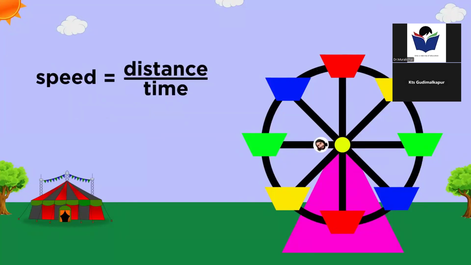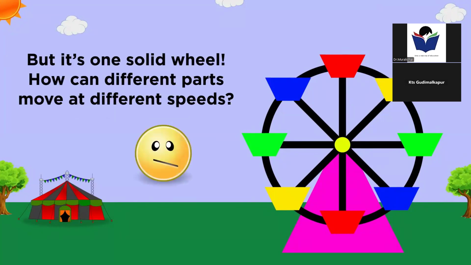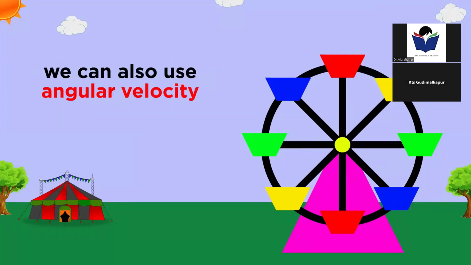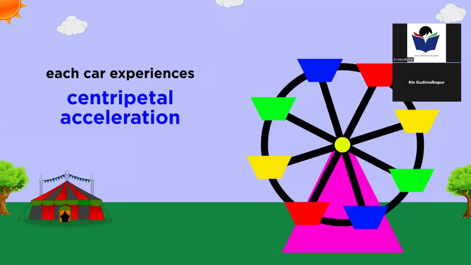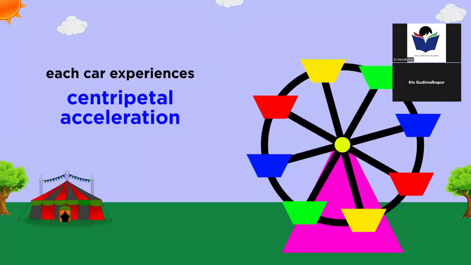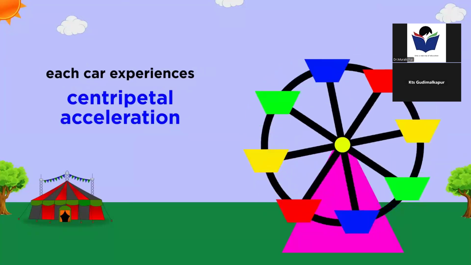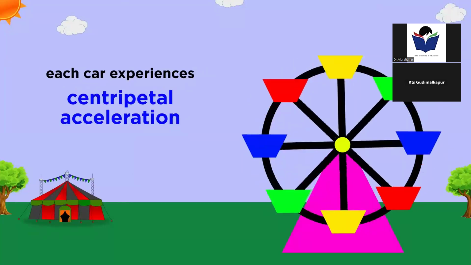Since speed is distance over time, a shorter distance covered in the same amount of time must mean a slower tangential speed. This seems counterintuitive, since the wheel is one object, but that's why we can also discuss angular velocity, which we will learn about later. The uniform circular motion of the car happens because of a constant centripetal acceleration towards the center of the wheel.